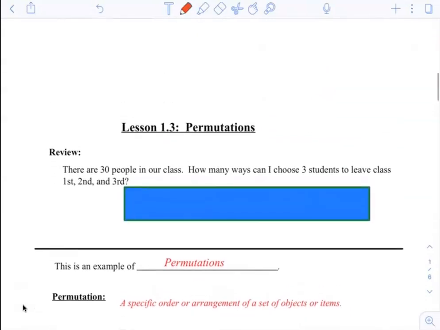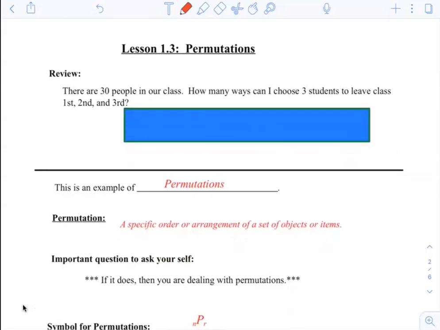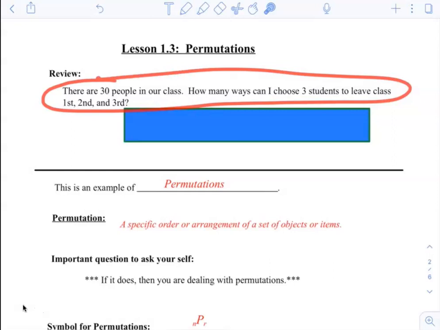First thing I want you to do is answer this question. All right, there are 30 people in our class. How many ways can I choose 3 students to leave first, second, and third? I want you to pause the video and answer this question here. Based on what we've talked about already, how are you going to answer this problem? Okay, go ahead and pause right now.